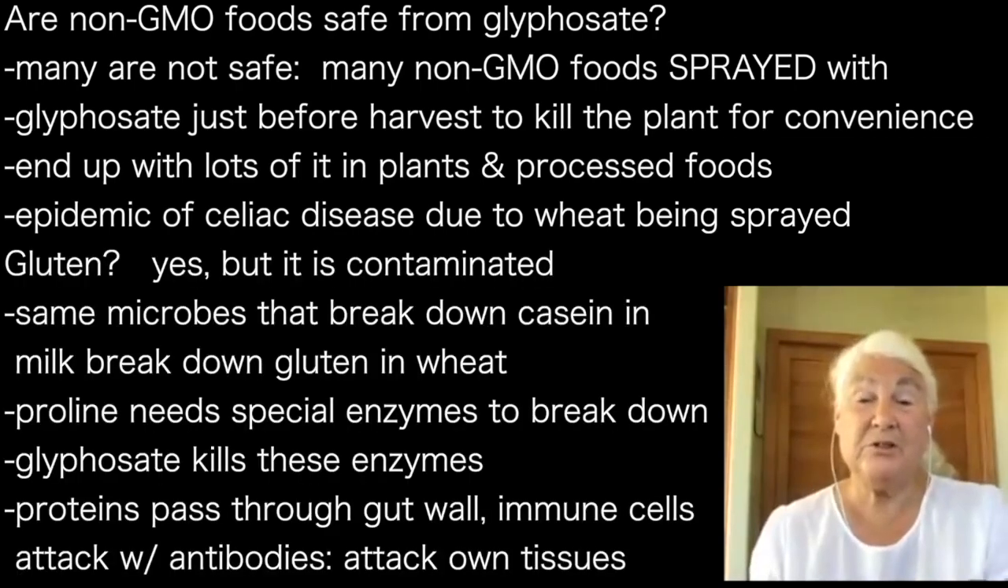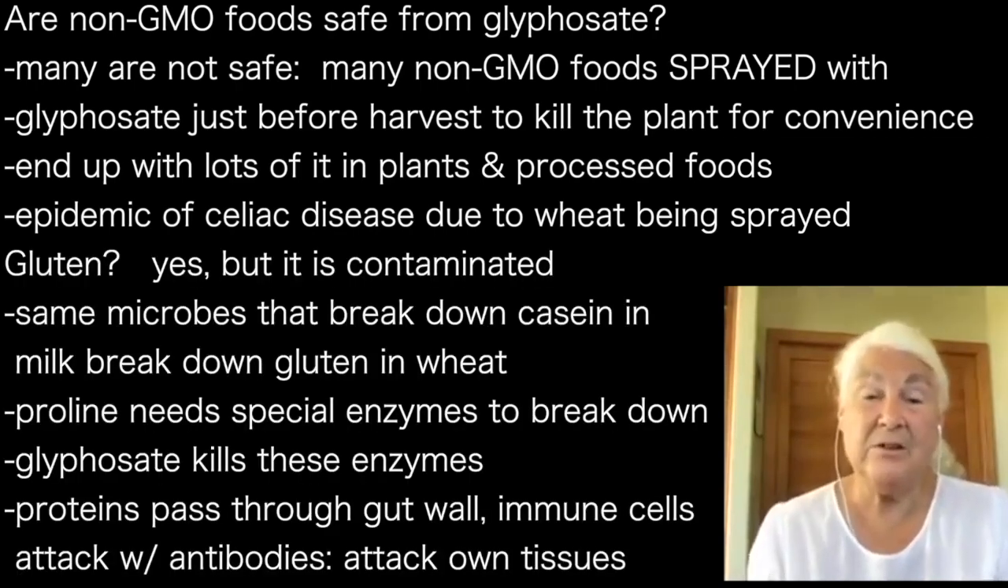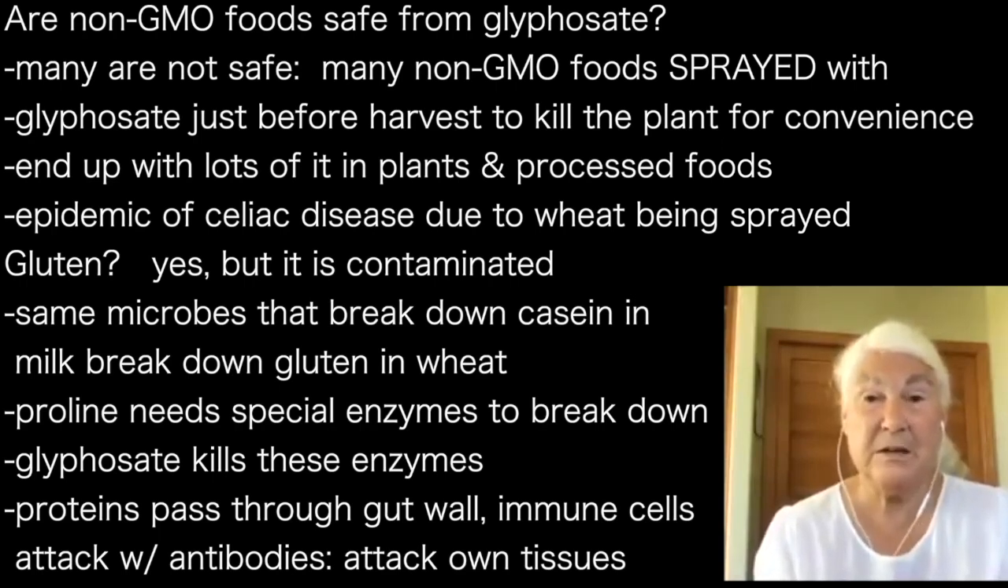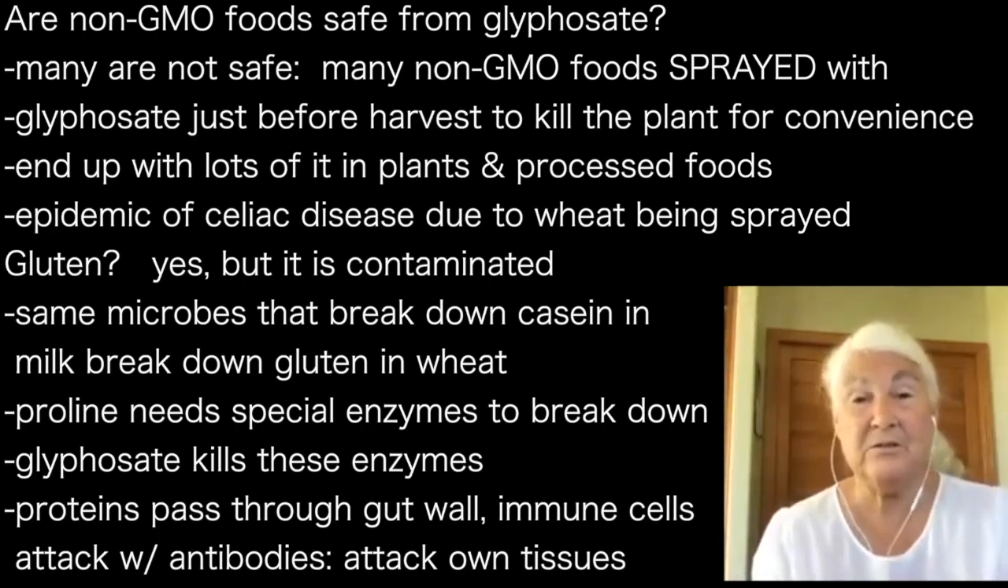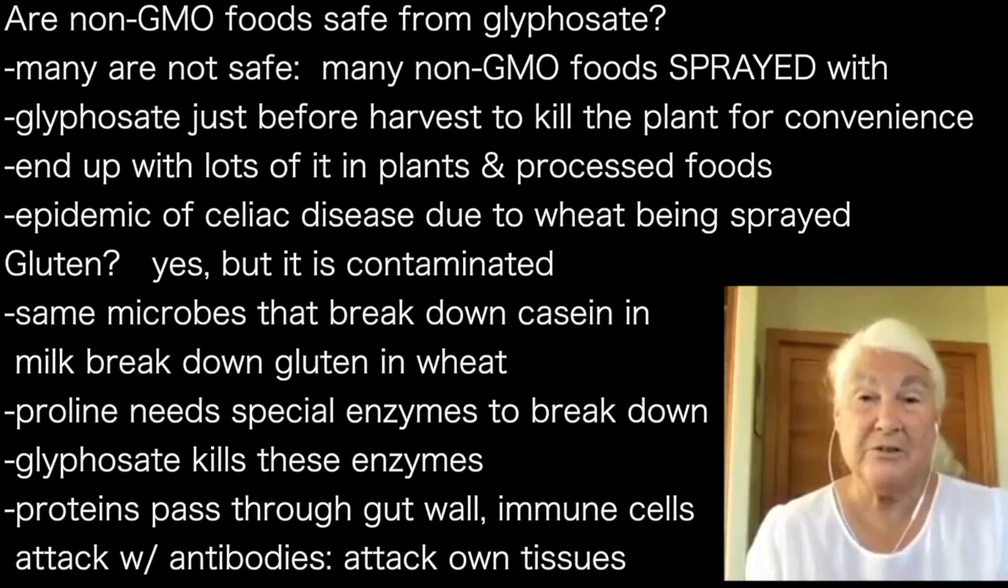Yeah, well, it is gluten, but the gluten is contaminated with glyphosate, and also the microbes that break down the gluten, the same ones that break down the casein in milk, also break down the gluten. They have these specialized enzymes that deal with proline. Proline is a very difficult amino acid to break apart from the chain, and the lactobacillus have these specialized enzymes that break it apart. So the lactobacillus gets killed off by glyphosate, and then the enzymes aren't sufficient to break down the protein, so the proteins stick around, and they don't get digested.